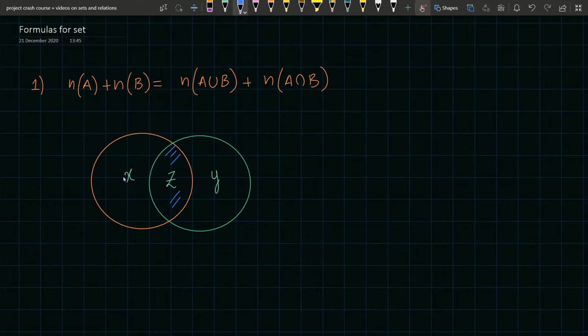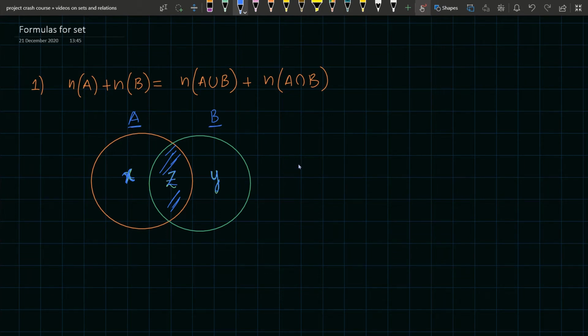So this is X. Let's introduce you to X, and this is Y, and this is Z. Z is the intersection of X and Y, as you can see, right? What is X? X is this exclusive area, Y is this exclusive area, Z is the intersection of sets A and B.